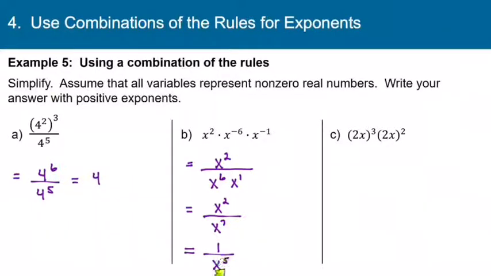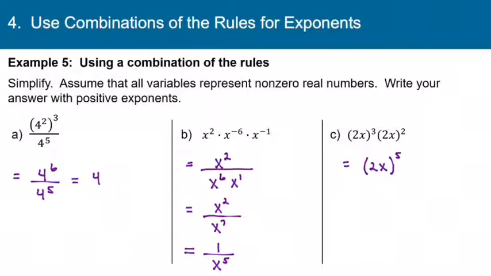And this is considered fully simplified because we don't have any parentheses, we don't have any bases occurring more than once, and the one exponent that we do have is positive. Now let's look at part C. We have 2x to the 3rd times 2x to the 2nd. So both of these have a base of 2x. Let's just get a total exponent for this base. So 3 of them here and 2 of them here makes a total of 5. So that gives us 2x to the 5th power.